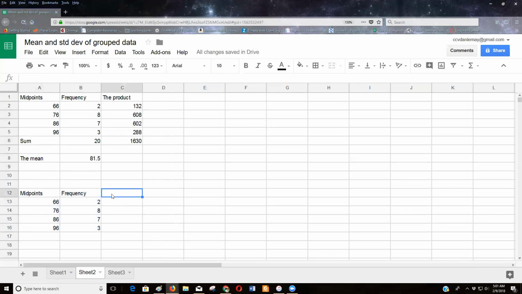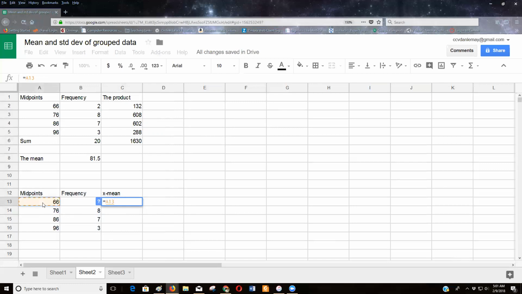So the first thing to do when you find a standard deviation is remember to do the number minus the mean. We're going to find how far apart they are. So the number I'm actually looking at is 66, and the mean I know is 81.5. There's a lot of ways you can do shortcuts. I'm just going to do this shortcut.